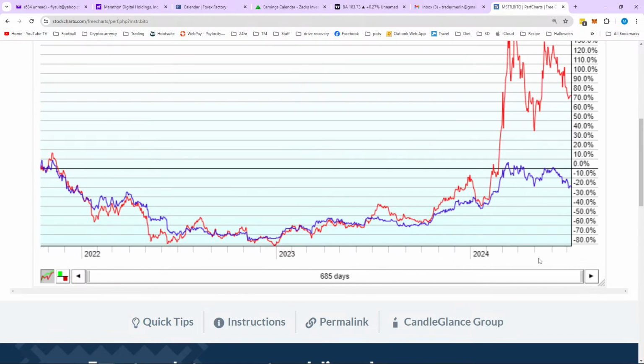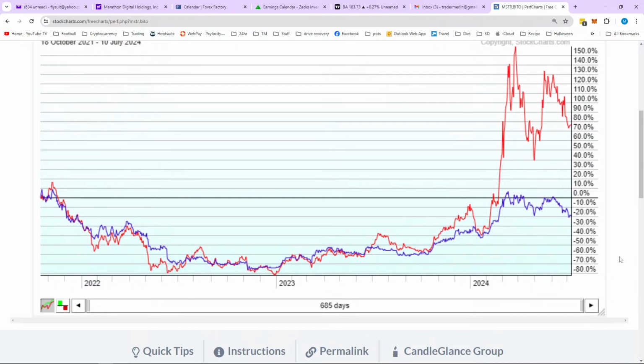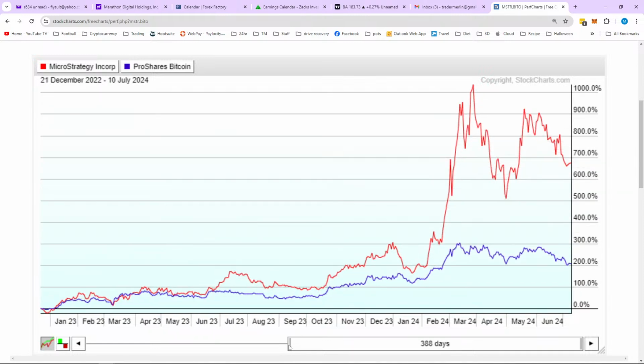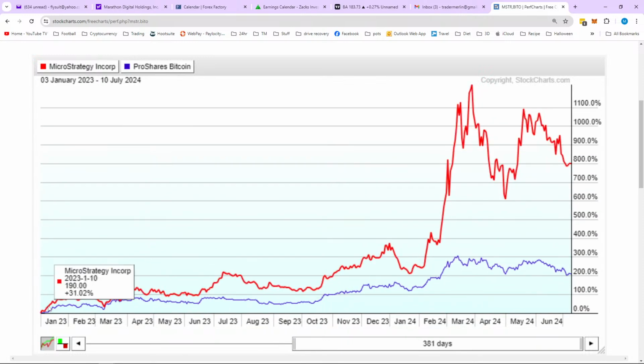Well, I think this pretty much answers your question, doesn't it, Zedagon? It looks like MicroStrategy is giving much higher performance than Bitcoin itself. Going back to when Bitcoin was really falling in 2021, from October 18th of 2021, the BITO ETF is down 18.73%, yet MicroStrategy is up 76%. Now let's go from where these markets bottomed out, from January 2023. Bitcoin is up 206%.